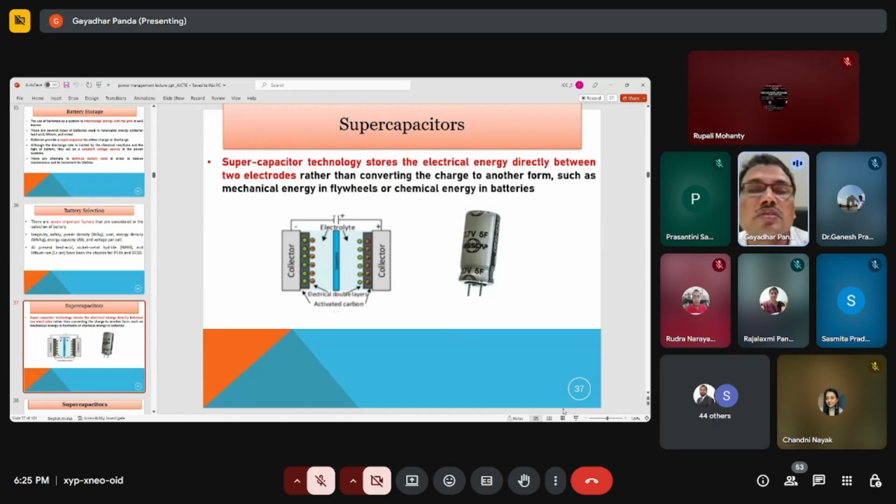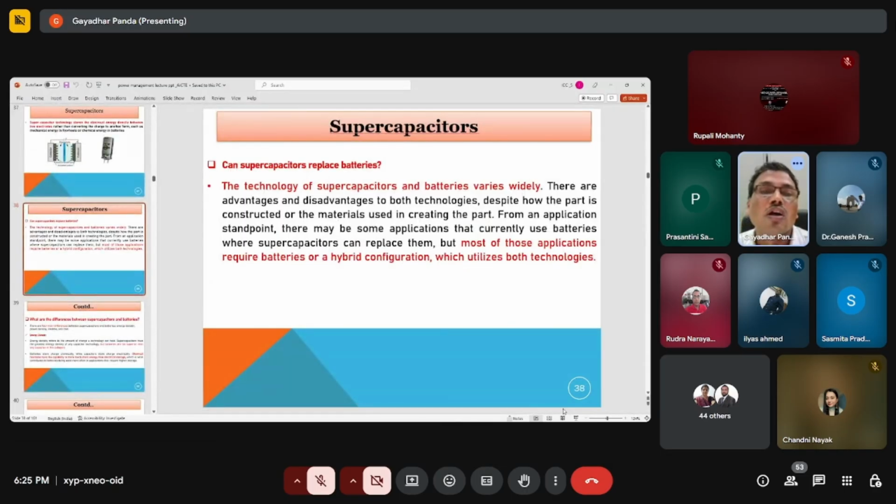Supercapacitors, as I told you, store the electrical energy directly between the two electrodes, rather than converting the charge to another form, such as mechanical energy in the case of a flywheel or chemical energy in the case of batteries. That is the major advantage. In that way, the time constant is very small compared to the battery. Here the question arises whether supercapacitors replace the battery. In many applications, you will find the combination of supercapacitor and battery is the best choice instead of going only with the supercapacitor.